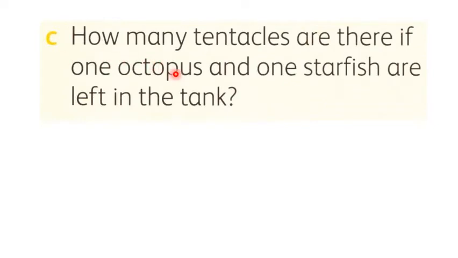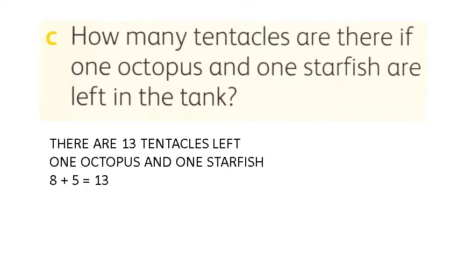How many tentacles are there if 1 octopus and 1 starfish are left in the tank? So here, if there's just 1 octopus and 1 starfish, we would have 13 tentacles left. 8 plus 5 equals 13. I hope you didn't have any problems with that.